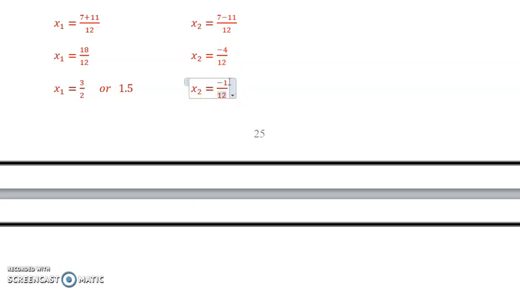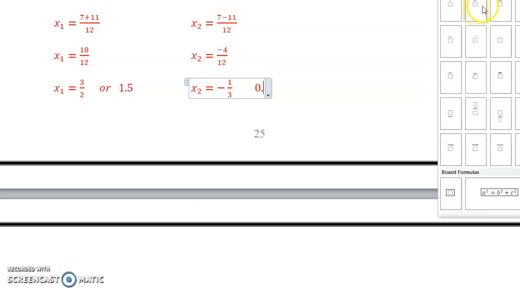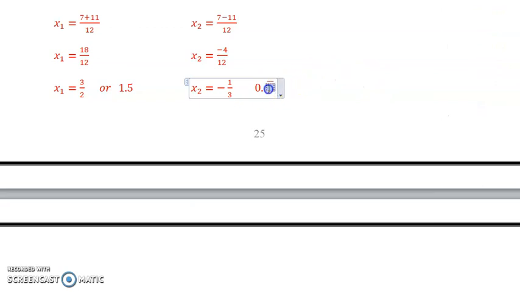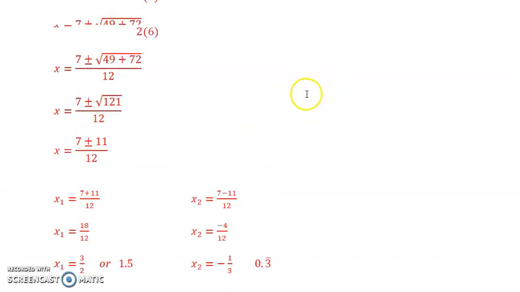-1/3. And here's why I prefer this over the decimal. It doesn't make a difference, but because this is not exact, it's 0.3 with the 3 repeating, as you folks are aware. So that's a decimal with the 3 repeating. That's why I like fractions. You can just leave it as a fraction. There's no need for the decimal. All right. So that's how you use the quadratic formula.